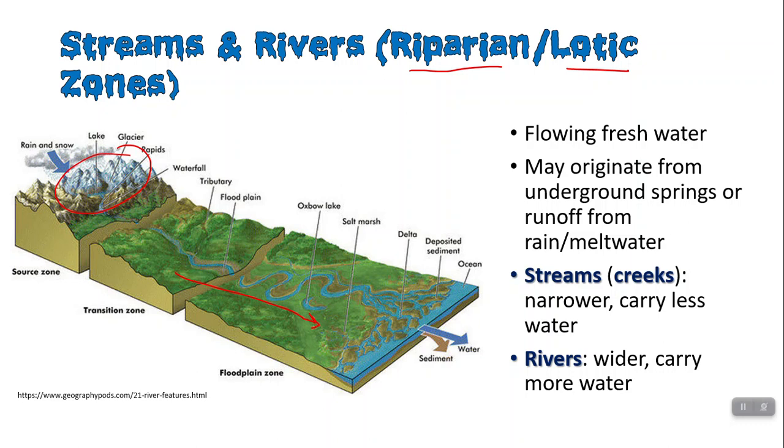Streams are narrow. Sometimes they're called creeks. They carry less water, and they tend to meet up with other streams as time passes and form rivers, which are wider and carry a lot more water. You also have a delta, which is where the river meets the ocean. And there's a lot of stuff we're going to talk about in our next video that happens where the river meets the ocean.